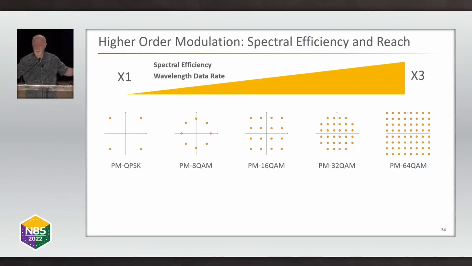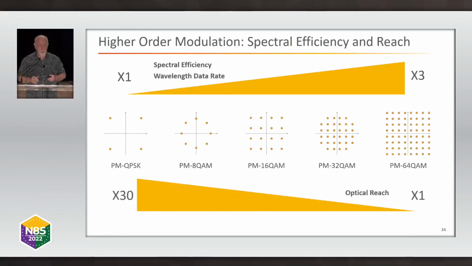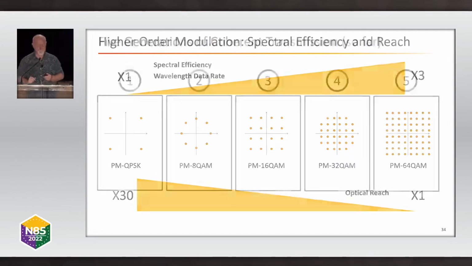So you'll say, my goodness, I want to use 64 QAM everywhere. You might not, because you also have a 30 times reduction in optical reach when you move to this higher order modulation. And you can kind of see why. If you look at the 64 QAM constellation, any adjacent symbols look very, very similar. Whereas if you look at QPSK, the adjacent symbols are on literally opposite sides of the constellation. So it's a lot harder to differentiate adjacent symbols with 64 QAM than it is with QPSK. That's one of the reasons why you end up with a shorter reach.